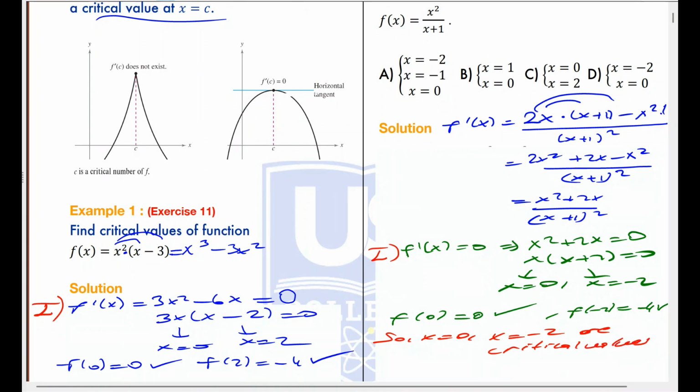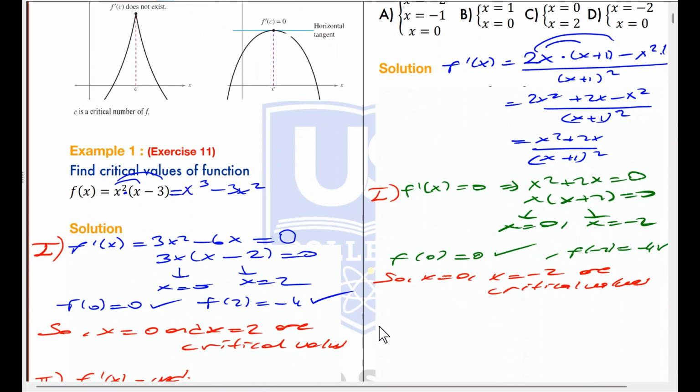So we got two values from the first case. What about the second case? Do we have numbers that make the derivative undefined? Let's check. In a fractional expression, how do you check the values that make the derivative undefined? We check the denominator. If denominator is 0, the function is undefined, right? It's a fraction. In a fraction, if denominator is 0, it is undefined. So you equalize the denominator to 0, which is x plus 1 squared. If this is equal to 0, x is equal to negative 1.